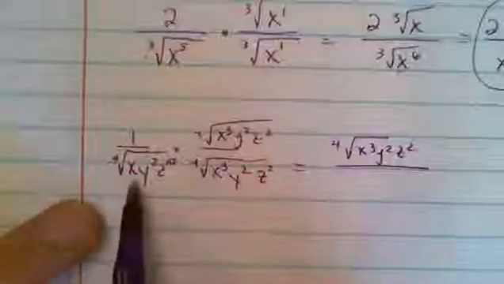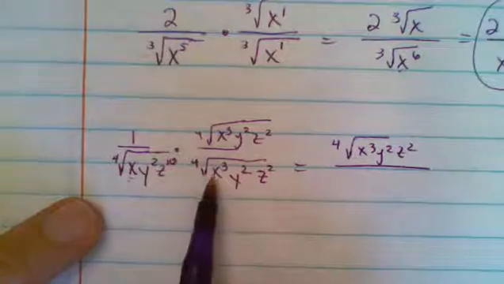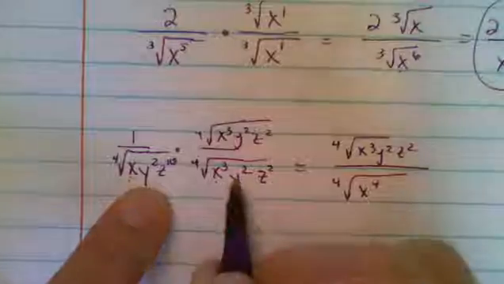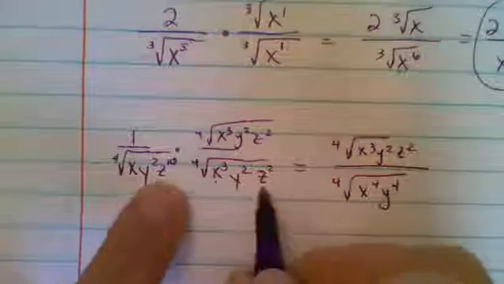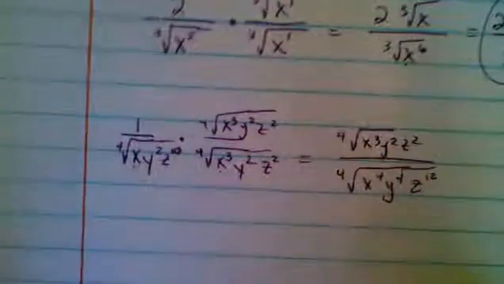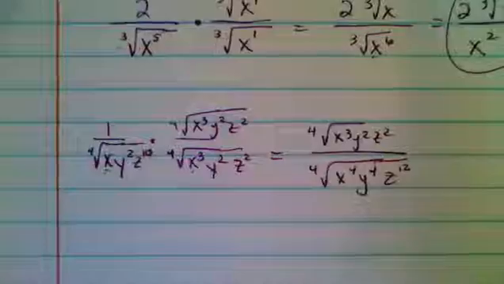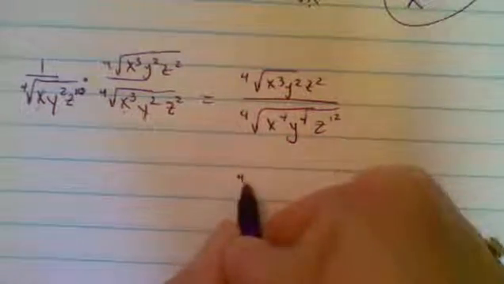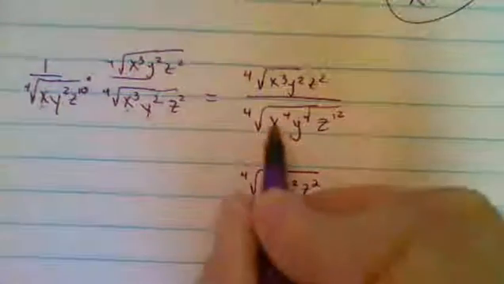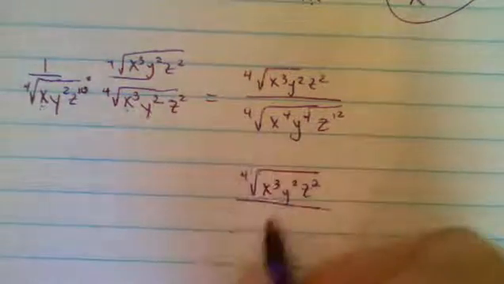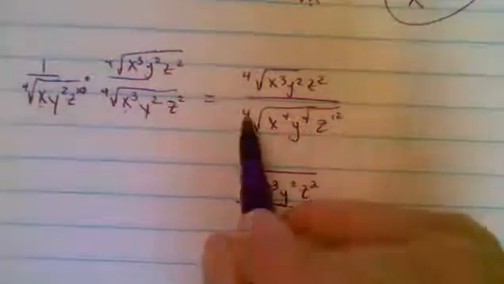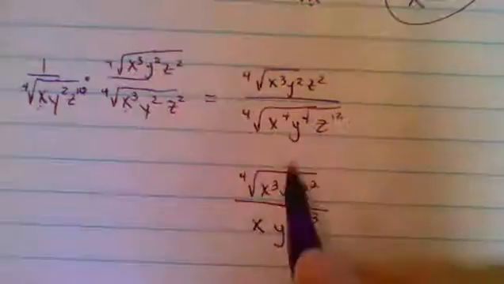In the denominator, we're going to get the 4th root of x to the 4th power. I'll write all this out. X to the 4th, we're going to get y to the 4th, and we're going to get z to the 12th. All right, and then we simplify that denominator. We're going to keep the numerator the way it is: x to the 3rd, y squared, z to the 2nd, all over. Here we're going to take x to the 4 fourths, that's x to the 1st, y to the 4 fourths, y to the 1st, z to the 12 fourths, that's going to give me z to the 3rd.